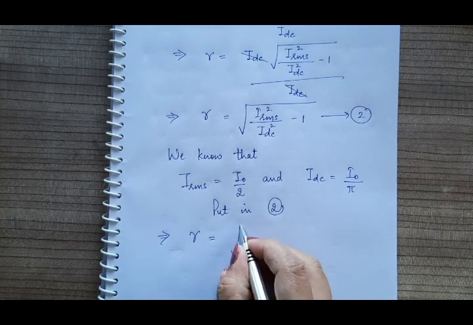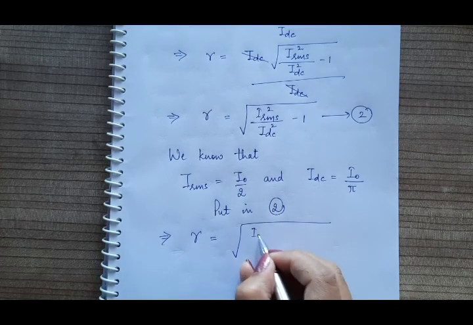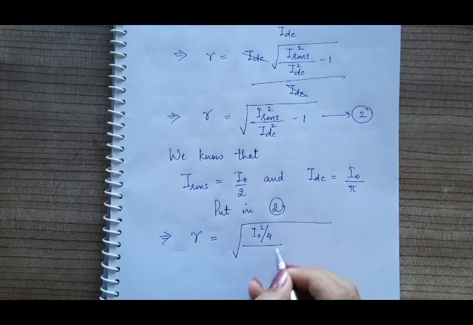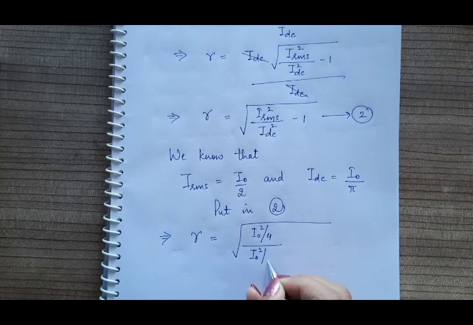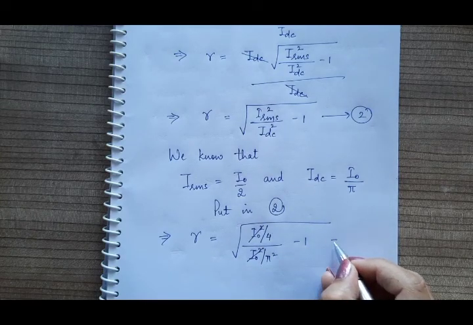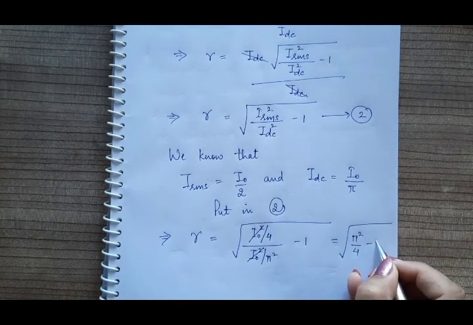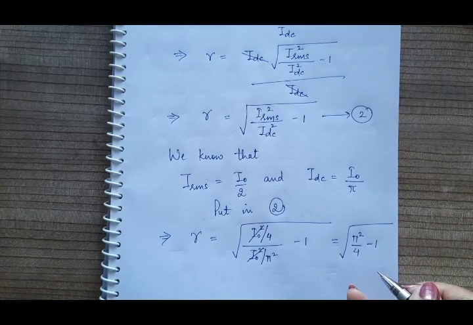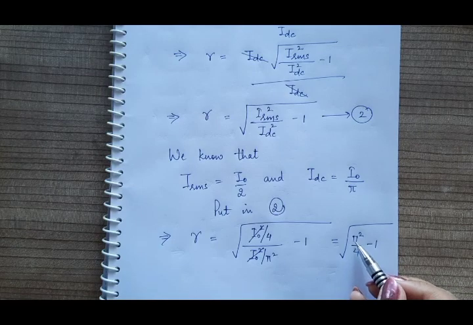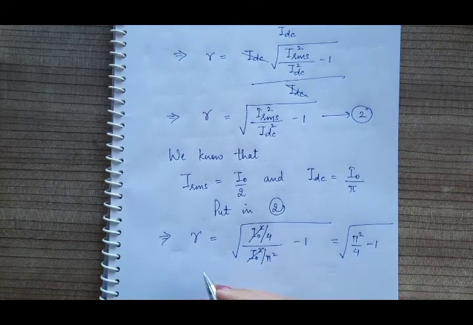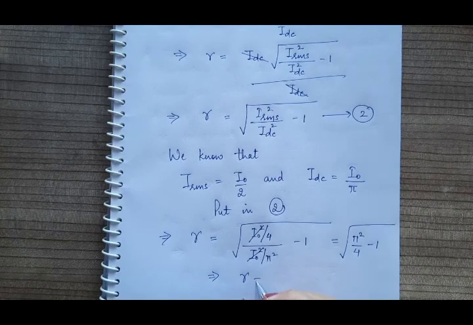So gamma is the square root of I naught square by 4 upon I naught square by pi square, minus 1. So I naught square will be cancelled out. So we have pi square by 4 minus 1. And put pi equal to 3.14, then its square divided by 4, then minus 1, and then taking the square root of the quantity, you will get gamma, and this gamma comes out to be 1.21.